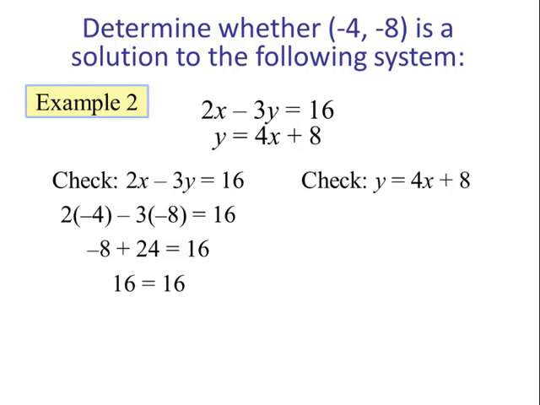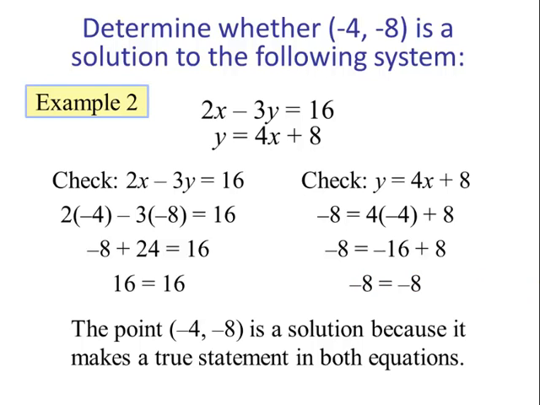To check y equals 4x plus 8, again we substitute negative 8 as y and negative 4 as our x. Now we multiply and add 8, and hopefully we will get negative 8. This becomes negative 16 plus 8, which is negative 8. So we have negative 8 equals negative 8. That's a true statement. The point (-4, -8) is the solution because it is a point that is on both lines, and it makes a true statement for both equations.